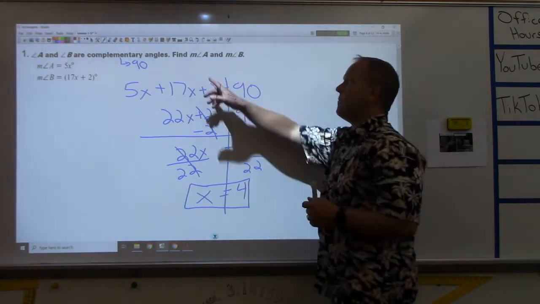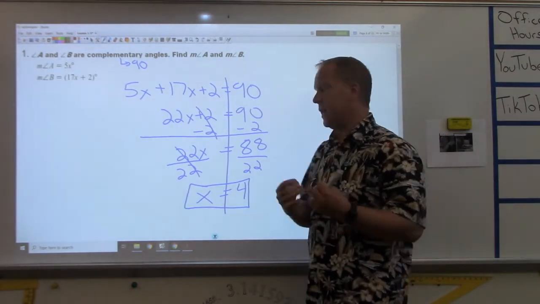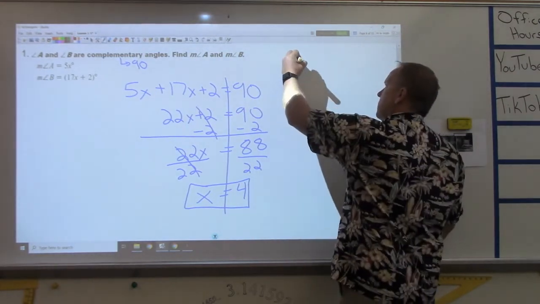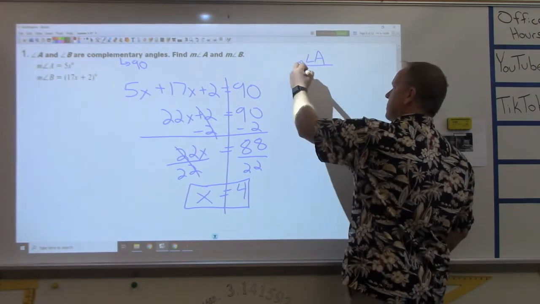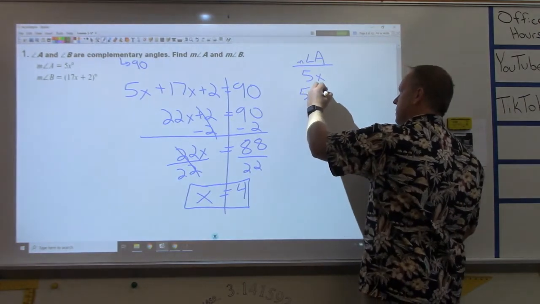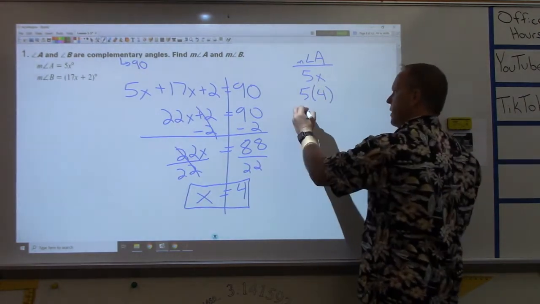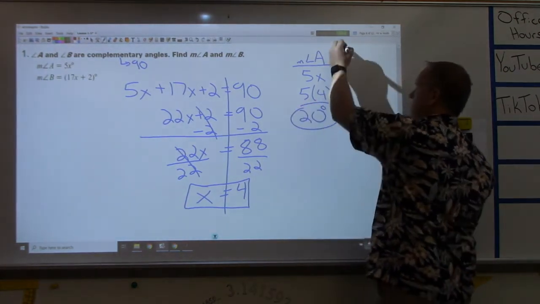They said find the measure of angle A and the measure of angle B. So simply plug it in. Okay? The measure of angle A over there was 5x. X is 4. 5 times 4 is 20 degrees. Angle A is 20 degrees.